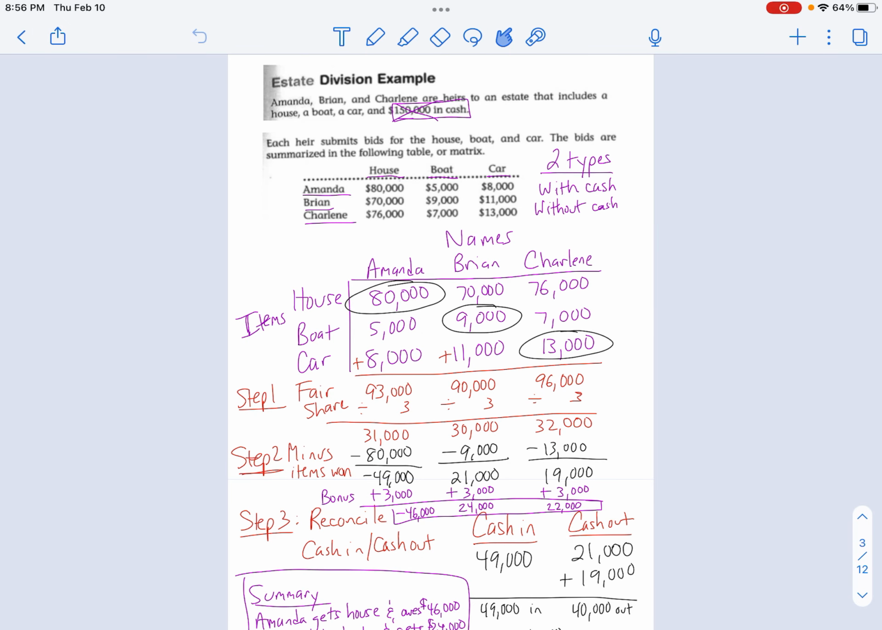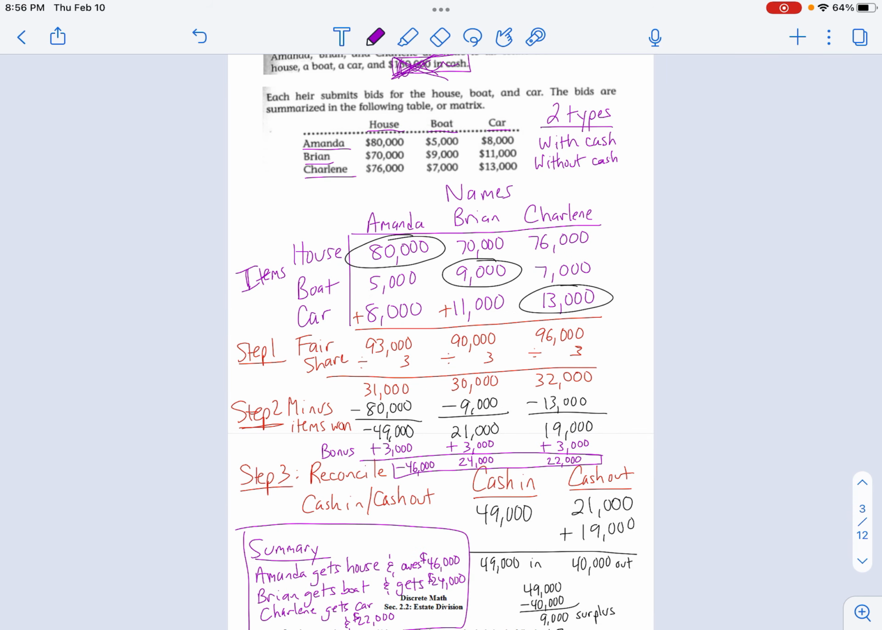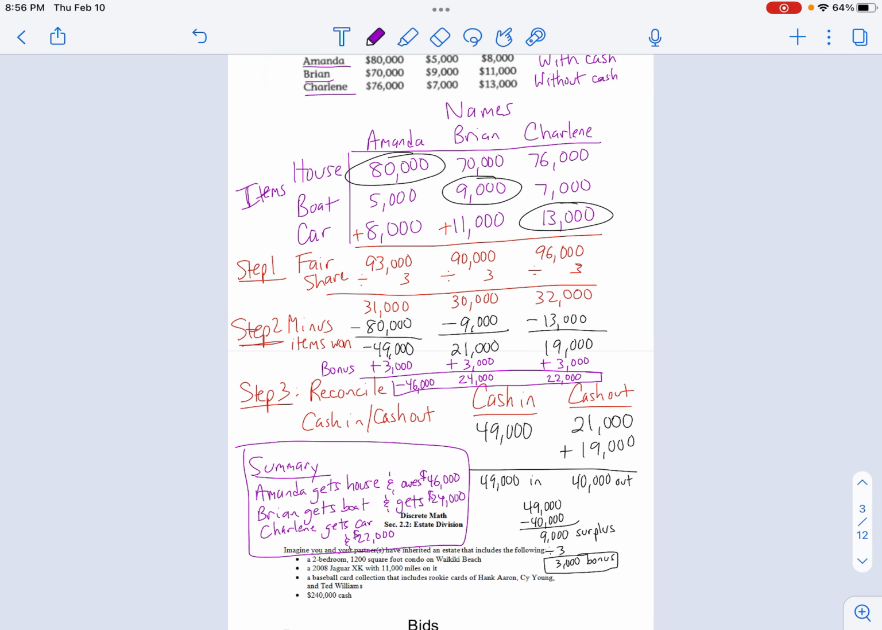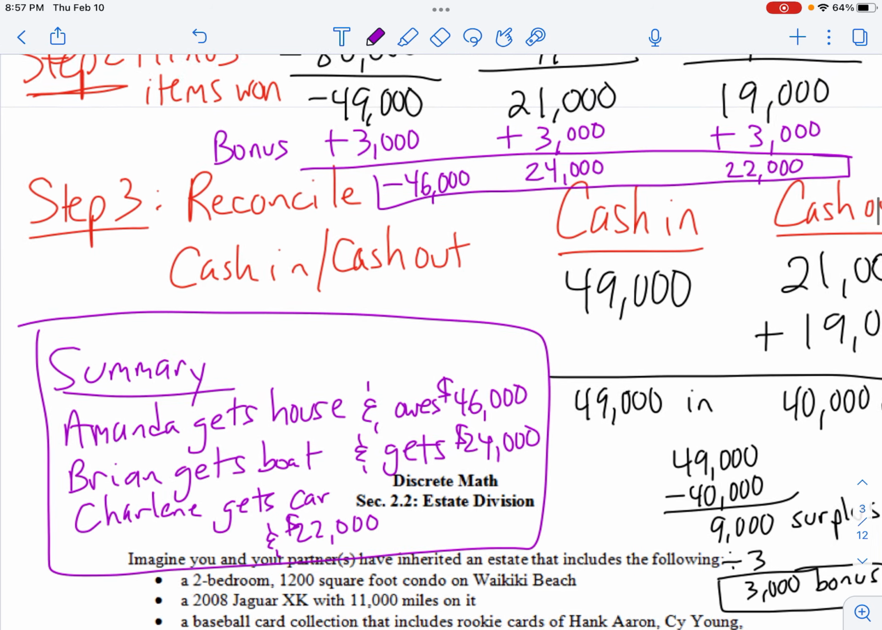All right, everyone. So the problem we did without cash in the estate. Remember, we crossed out the 150,000, and we did this problem. It's just a basic problem, just splitting up three items, reconciling the dollar amounts. So all the dollar amounts should equal out.